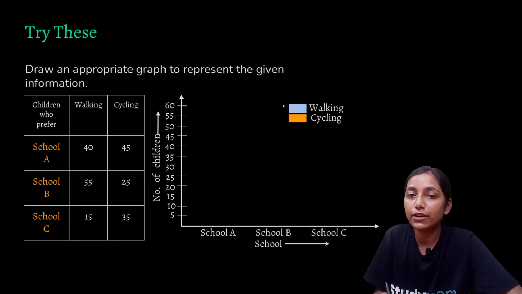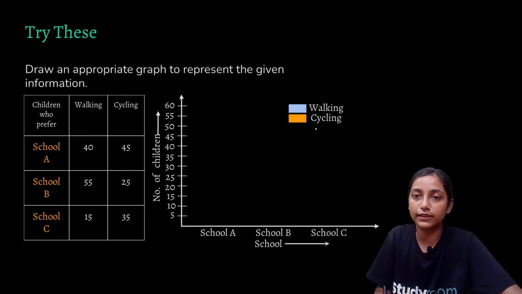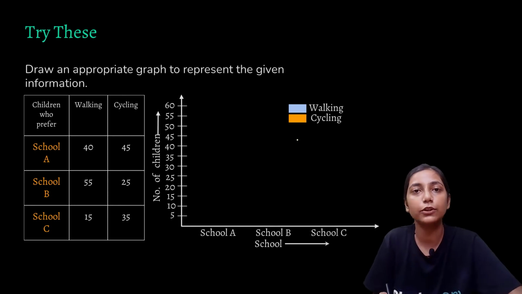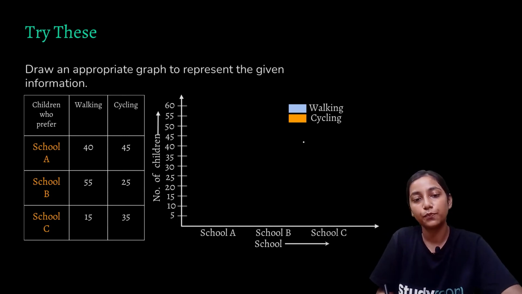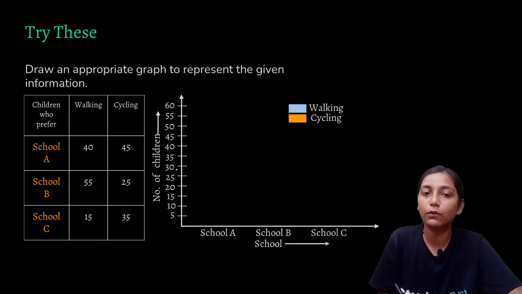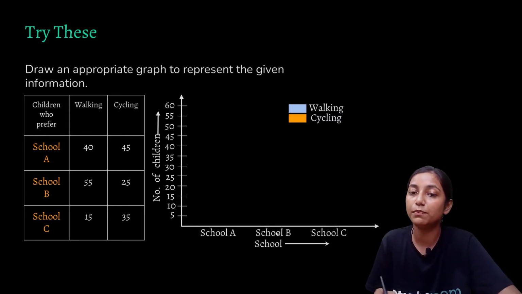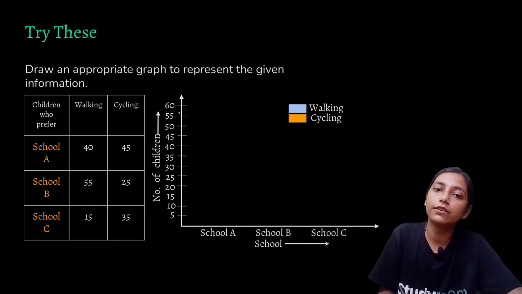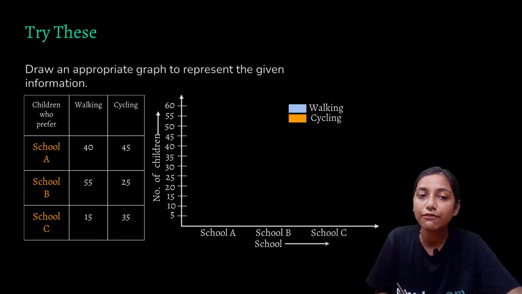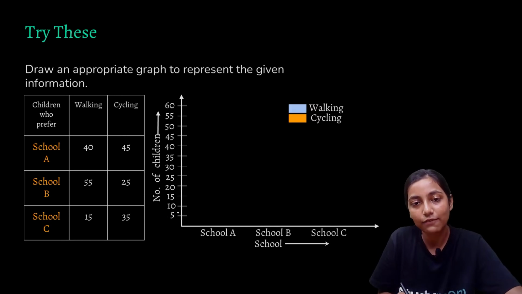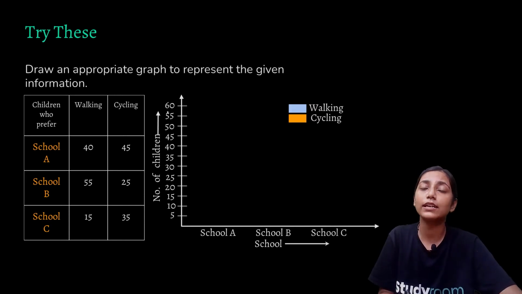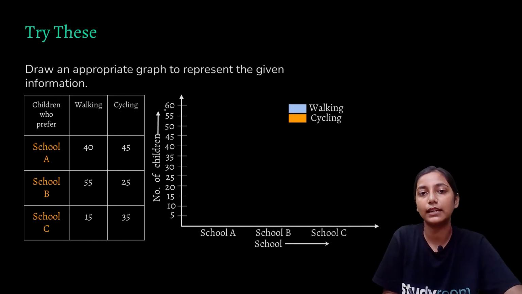Now what are we doing? We are actually comparing these two: the number of students preferring walking and the number of students preferring cycling. We begin by writing these two values on the x-axis and the y-axis. So I'm writing the schools, school A, school B, school C on the x-axis, while the number of children is on the y-axis. Now I'm taking the scale as 5 units. Why? Because we have the number of students as 15, 25, 35, 40, 45, 55. So I'm taking the number of students in gaps of 5, 10, 15, 20, 25 and so on till 60, because the maximum value is just 55. So I'm taking it till 60.